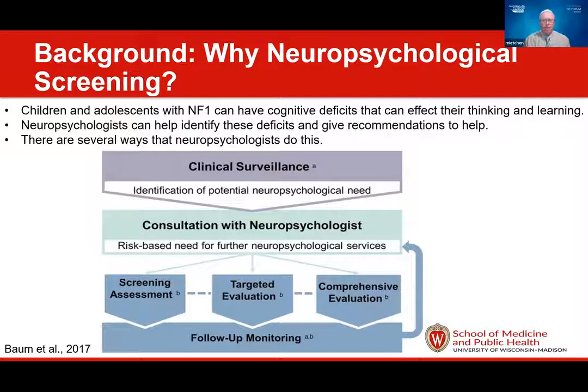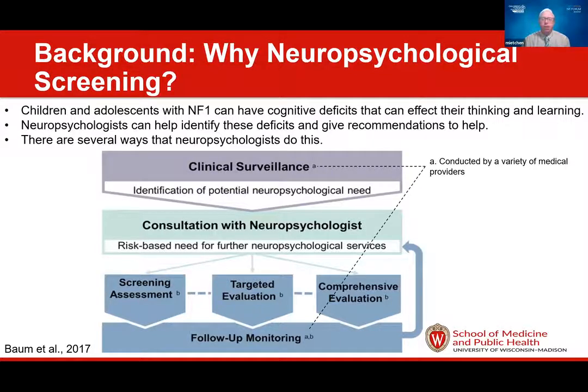There are several ways that neuropsychologists do this for patients with NF1. And as you'll see here, this is a model or a method that's been proposed and has gained some support. So medical providers can help identify if a patient needs to see a neuropsychologist. Then the neuropsychologist conducts either a screening evaluation, a targeted evaluation, or a comprehensive evaluation.